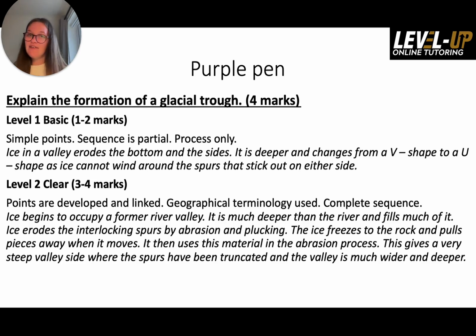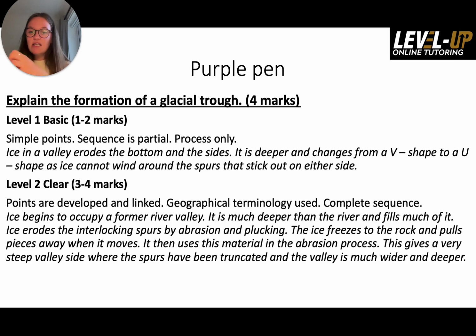So, explain the formation of a glacial trough. To get 4 marks in an exam question, you need 2 developed points. So, you might be able to see it here. Ice begins to occupy a former river valley. It is much deeper than the river and fills much of it. Ice erodes the interlocking spurs by abrasion and plucking, so there's a really good detail there. They've talked about the processes that are going on and what it was like before as well.